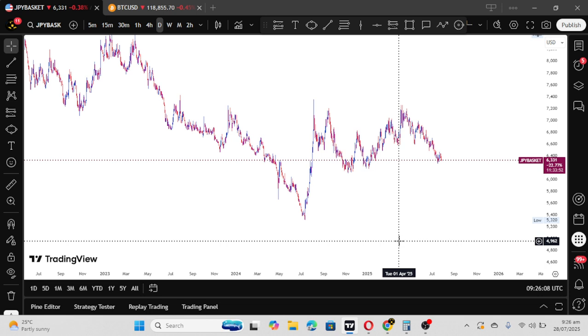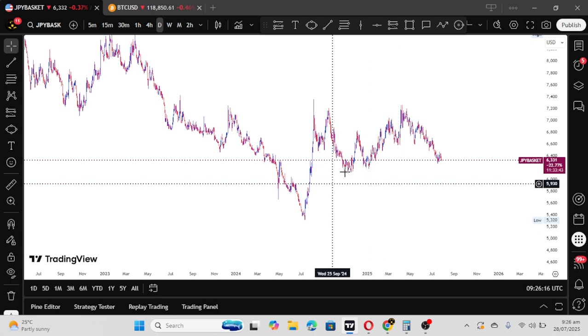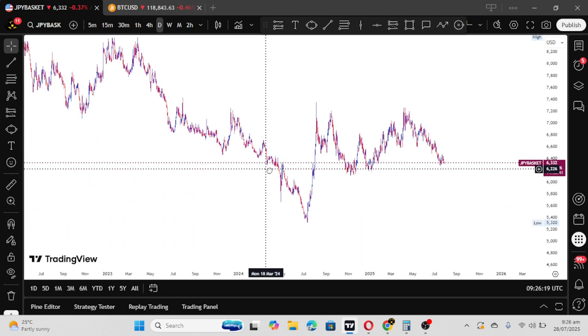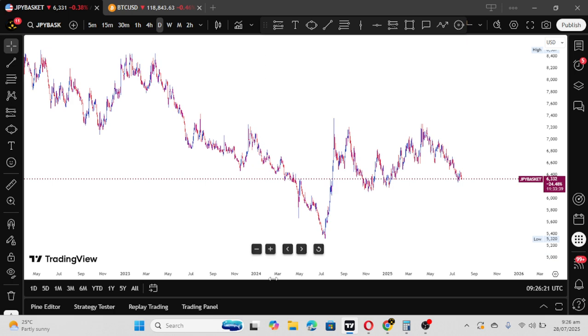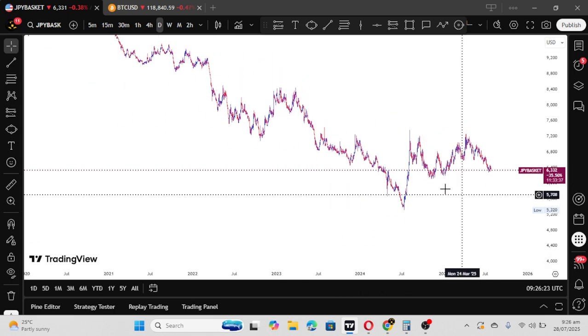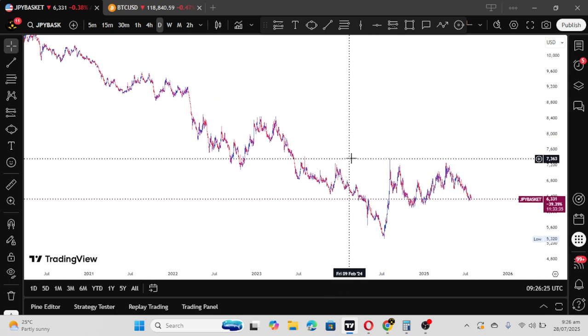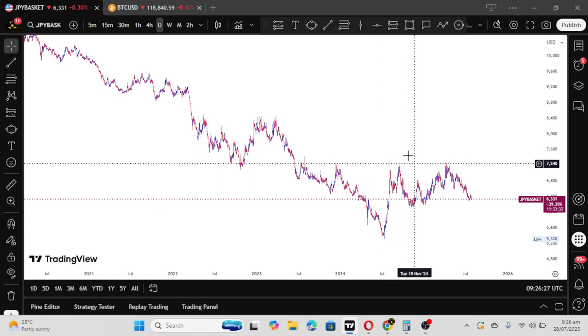Then I'll show you briefly what the DXY is doing, because the DXY mostly impacts the whole or the general market, which we all know. So this is the JPYX. If I say JPYX, you should know that's the Japanese yen currency index. So this is what's happening on the index.